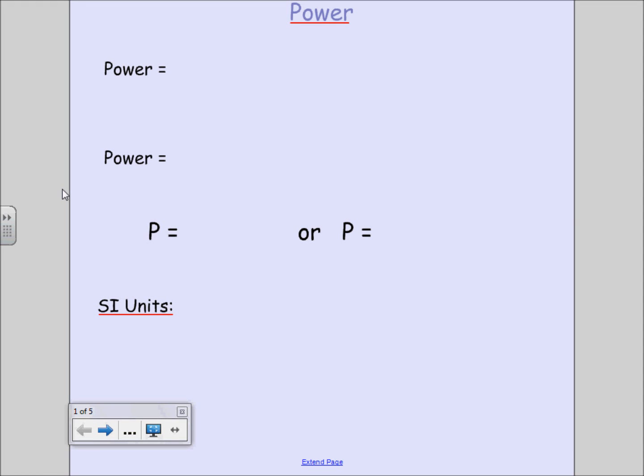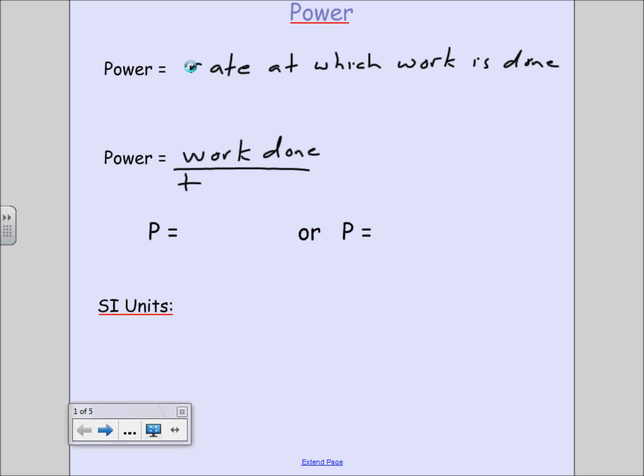Power. Power is the rate at which work is done, or the rate of doing work. We could define that either with that statement I've just written down, or we could define it with a formula effectively as being work done divided by time taken.